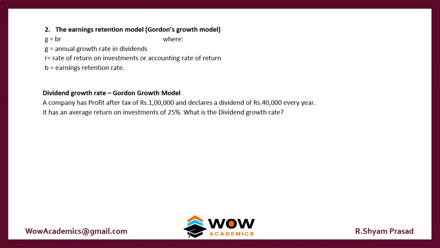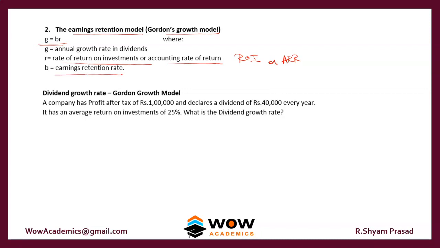So there is a second model in which we have to find out the growth rate in dividend. That is called the earnings retention model or Gordon's growth model. The formula is very simple. The growth rate in dividend is B into R. So what is R? R refers to the rate of return on investment, or ARR. So you have to take the ROI or ARR, and B refers to the earnings retention rate. So what is retention rate?